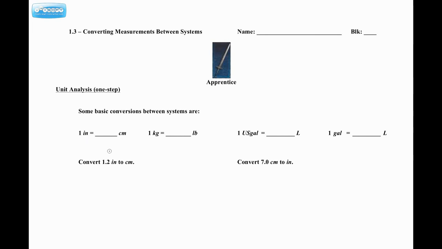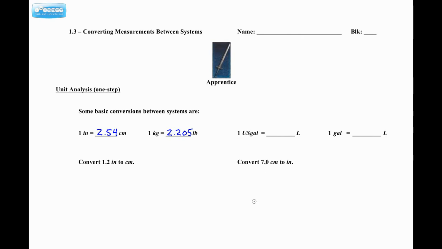1 inch to centimeters, that is 2.54. That's actually an exact conversion. And kilograms to pounds, at least on planet Earth, this is an approximation, but it's good enough. 2.205. So there's a little over 2 pounds in a kilogram on Earth.